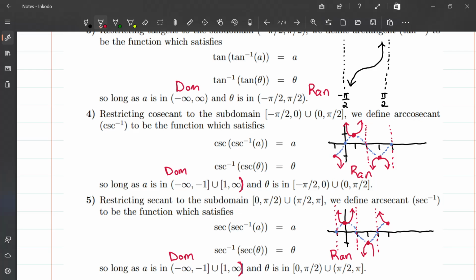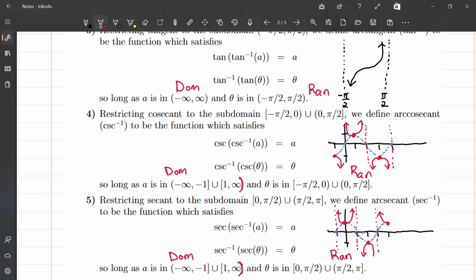Second of all, we have to say that a is from negative infinity to negative 1, or it is from 1 to infinity. And that comes directly from this cupping behavior. You'll notice that we never find secant between negative 1 and 1. It is either negative 1 and below, or positive 1 and above. And that explains why a is in this funny-looking interval here. Once again, we are looking at the domain and the range for our inverse function.